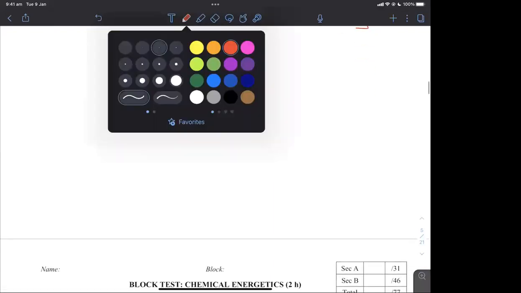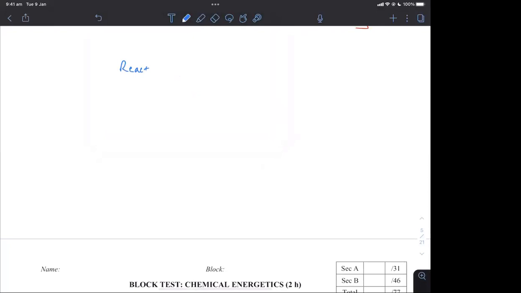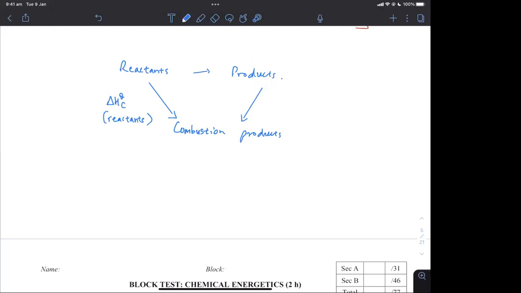Okay. Now, just to sum up what we have, we're going to do reactants going to products, but this time we're going to use combustion. When you have combustion, you will have combustion products. We don't know whether it is CO2 or H2O or whatever, but the reactants will give you combustion products. Using the arrow method, reactants go to combustion products, that is the combustion of reactants. And then the products going to combustion products, meaning we are burning 1 mole of the substance in excess oxygen, everything in standard states under standard conditions. So that is the combustion of products. And then we have the enthalpy change of reaction there.